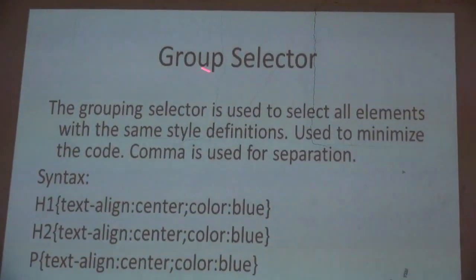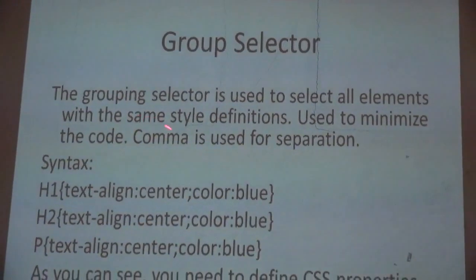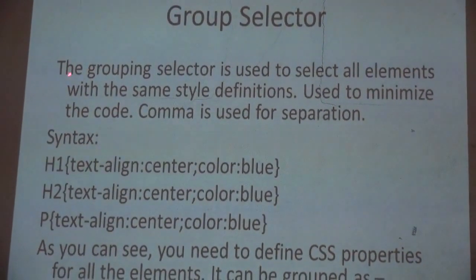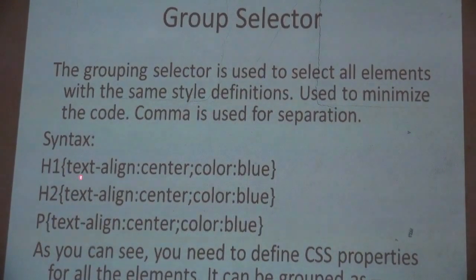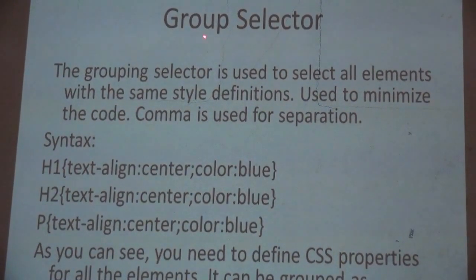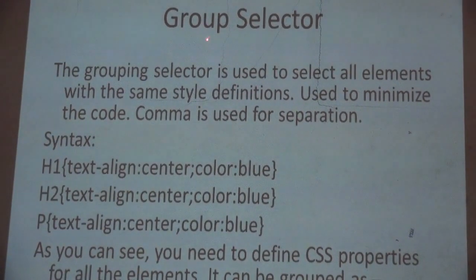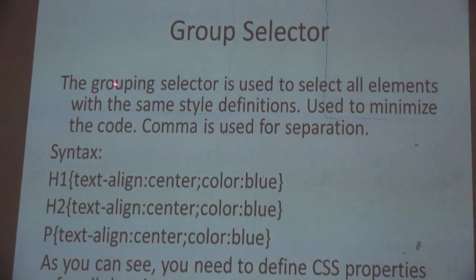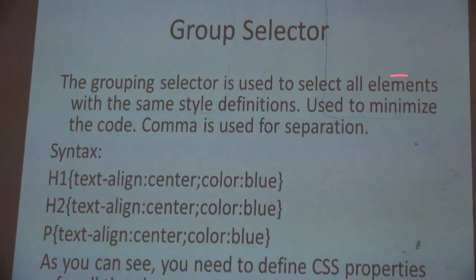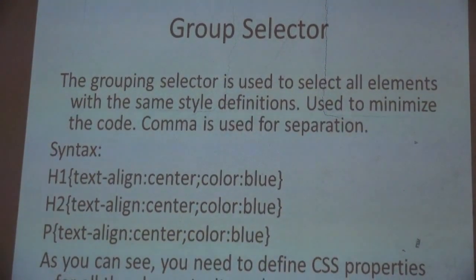Now there is the group selector. If we have to give one such type of coding to all of these documents or all of these lines, then instead of using such a selector, we use the group selector. The grouping selector is used to select all elements with the same style definition. For example, your name is unique but your class is the same. For example, take the example of D division. Now all the students of D division are promoted to 12th standard.